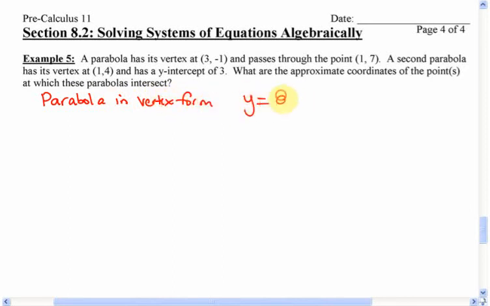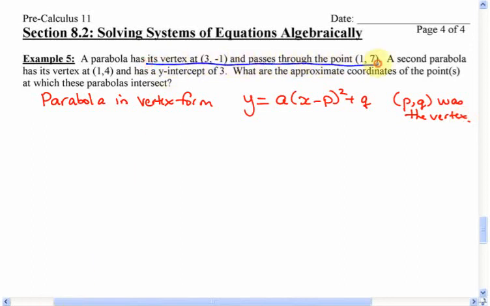Y equals a(x minus p) all squared plus q, where (p, q) is the vertex. Don't know if you remember that. You should. Once again, good review for your final exam at the end in June. Well, the first part says a parabola has vertex (3, -1) and passes through this point. So let's find the equation of that first parabola.